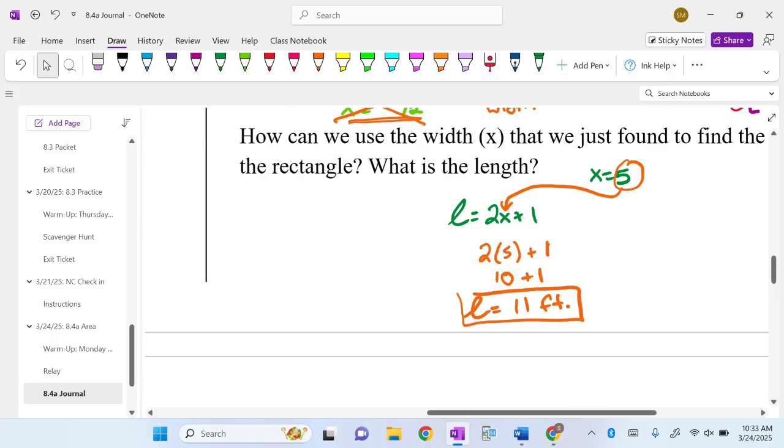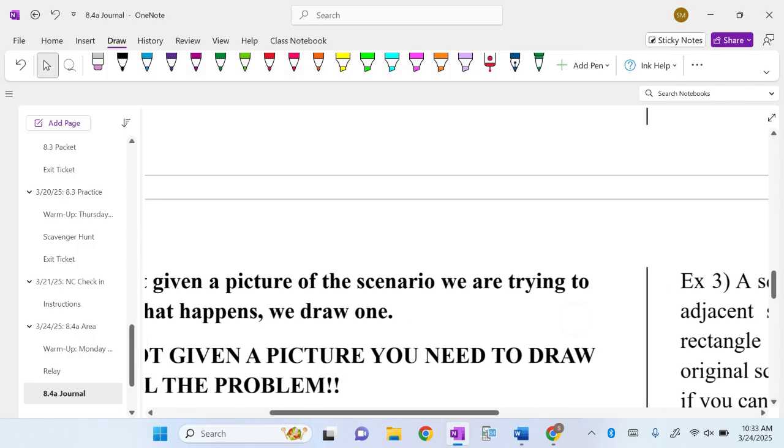Now, we're going to do one more and then finish the rest up tomorrow because that's where I stopped my first period. So I don't want to get ahead of them. So look at the next example.